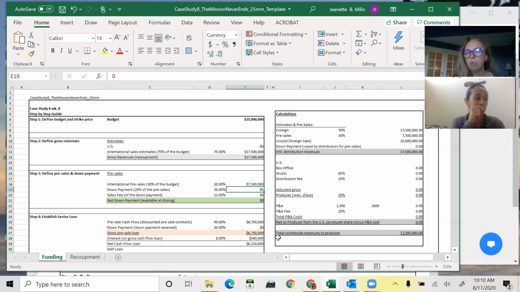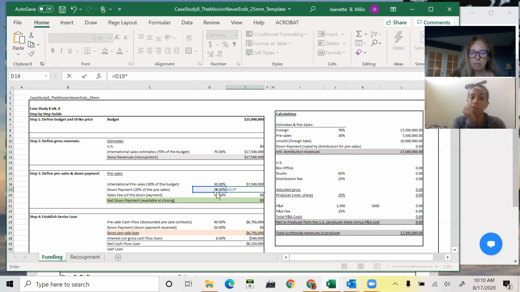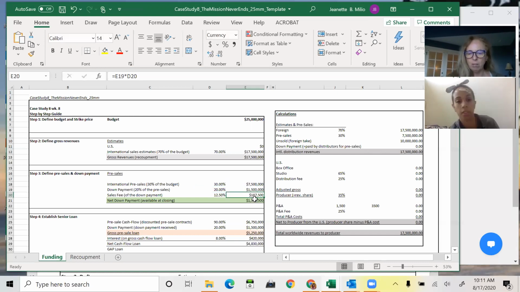So now we have to figure out what our down payment is from these pre-sales, because when we make pre-sales, the distributors give us an upfront payment on signing, when they sign the contract. So how much is that going to be? It's going to be 20% of whatever was signed, and what was signed is $7.5 million. So we figure out our down payment by going 20% times 7,500,000. There we are. 7.5 million. Correct, exactly. Now the sales agent says, I don't work for free.